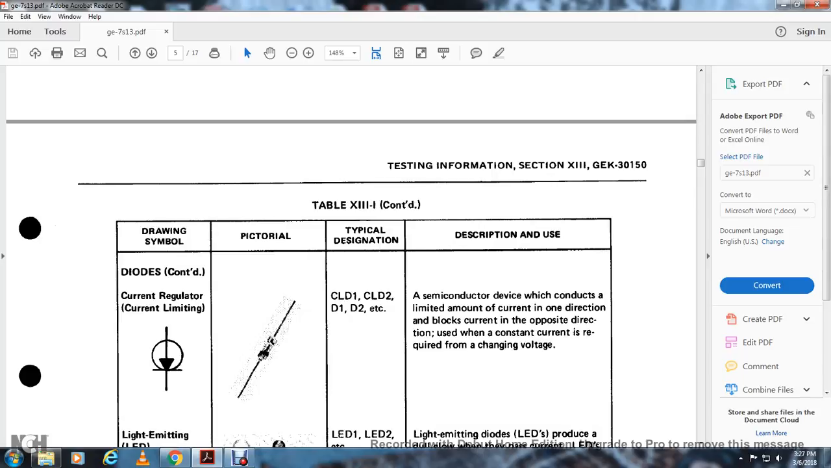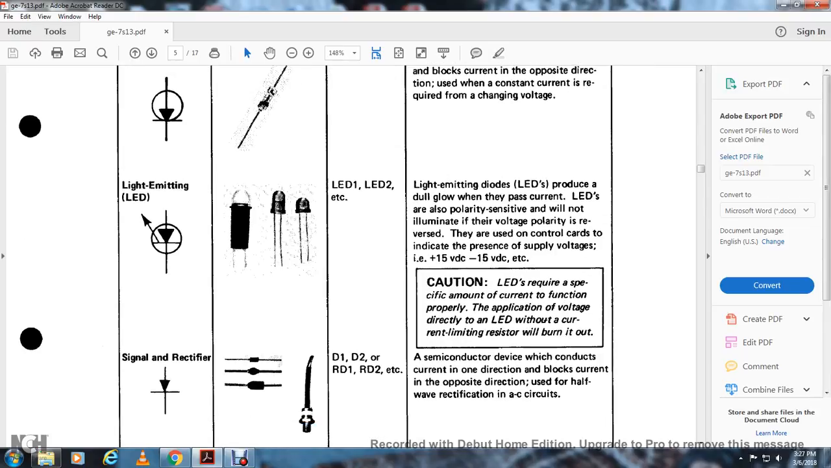Shows the pictorial, the typical designation, CLD1, CLD2, D1, D2 diodes. A semiconductor device that conducts current in one direction and blocks the current from the opposite direction. A constant current is required for changing the voltage.